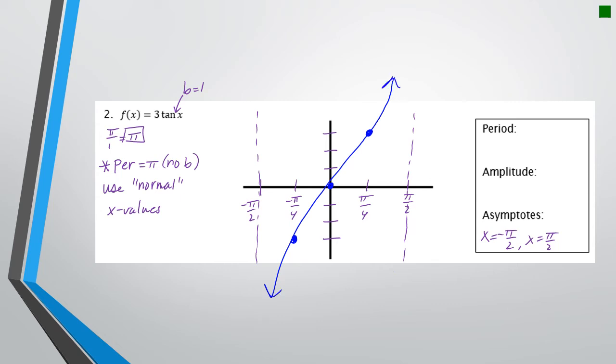Now over on the right side, we already figured out period is pi. And the amplitude is a trick question. Remember that tangent graphs do not have an amplitude, so the answer is none. And the reason is because it goes up and down infinitely, forever and ever. So there's no way to say how far above or below a certain middle point that it would go.